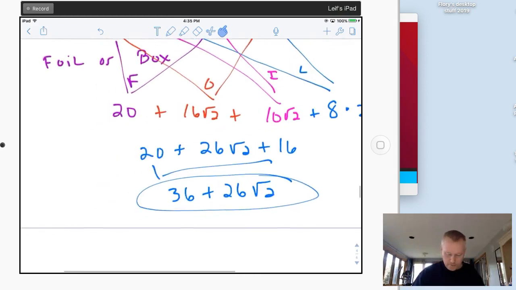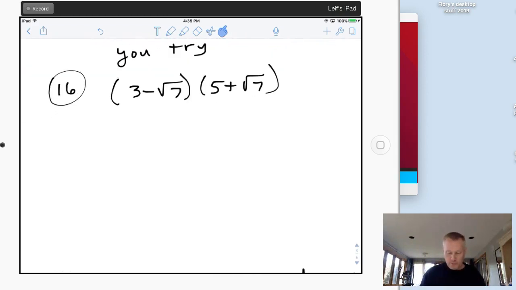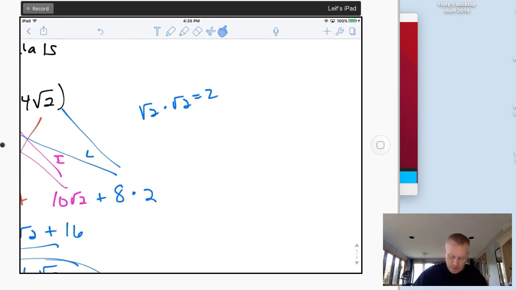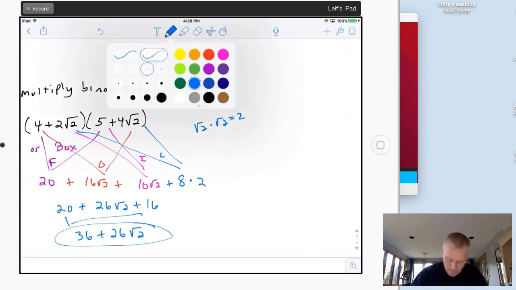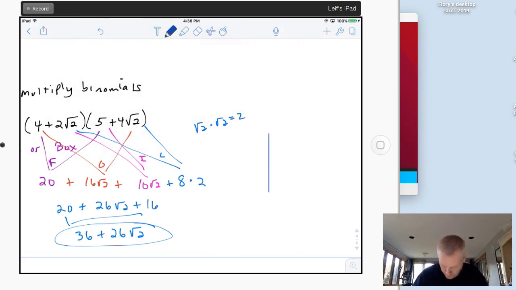All right, next one. You try. Why don't you multiply that one out, please? FOIL or box? Oh, I didn't do box up here. Let me show you box just to prove to you that it comes out the same. So box is this way.